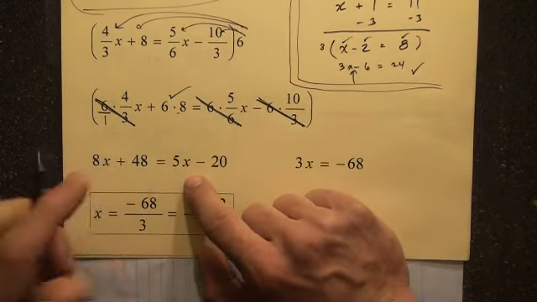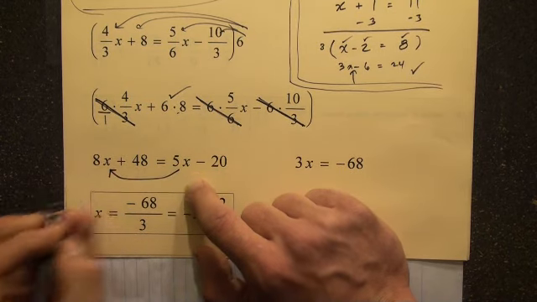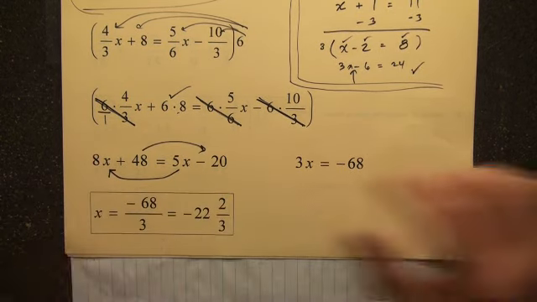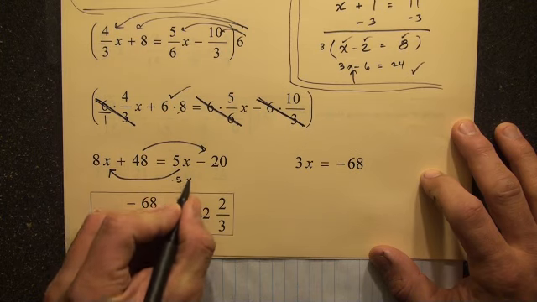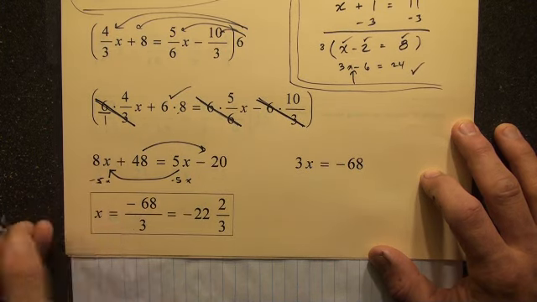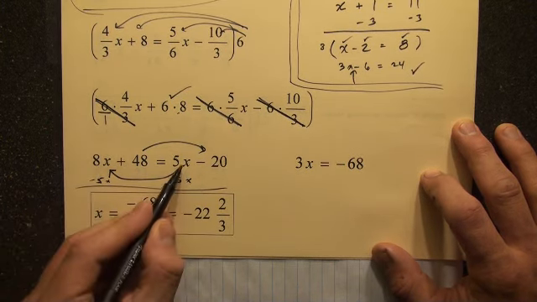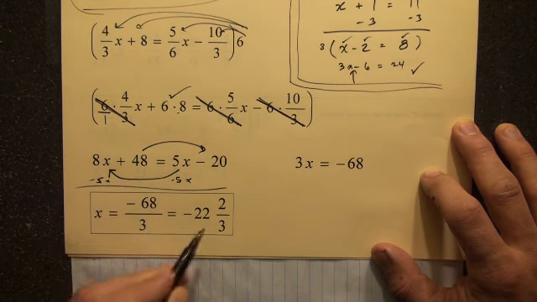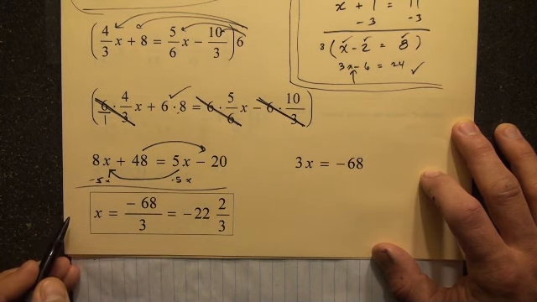Then at this point, you're just going to go ahead and move the 5x over, move the 48 over. You're going to move the 5x over by subtracting 5x on both sides. You do not have to write this down every time. Just minus 5x is going to be 3x.